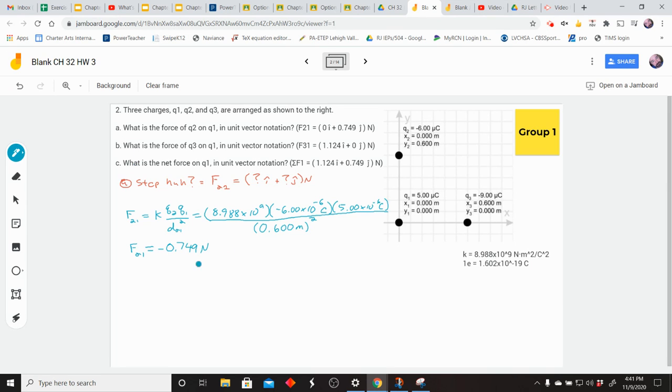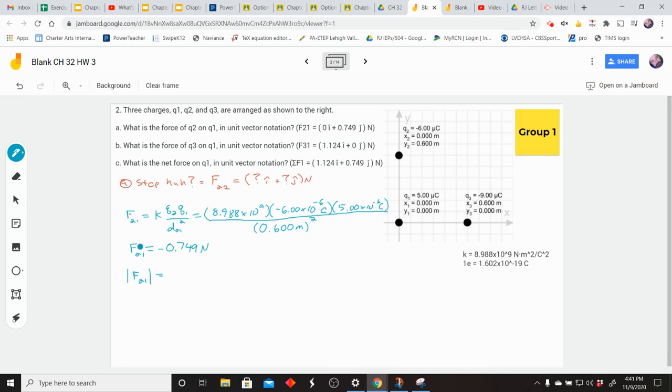But we're not done because this is not in the right format. This is not in unit vector notation. So how are we going to handle this? What does this negative mean? What's going on here? There are different ways to do this. I highly recommend doing it this way. Let's do the same thing, but with absolute value signs.